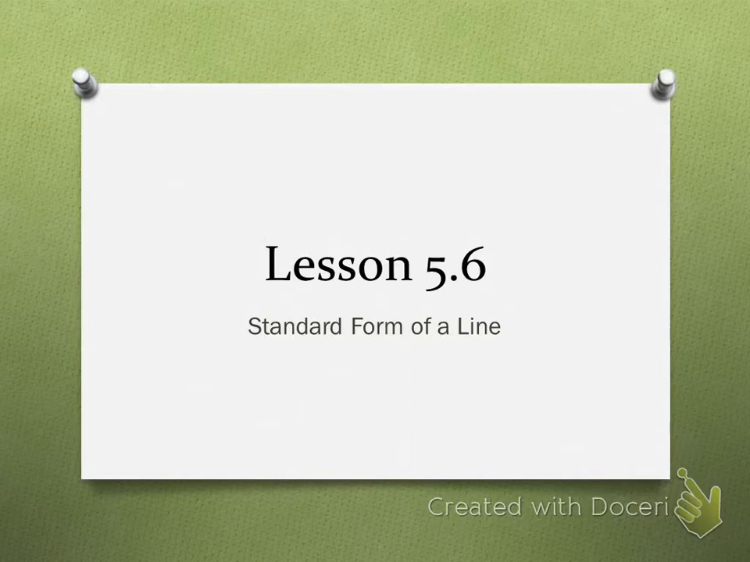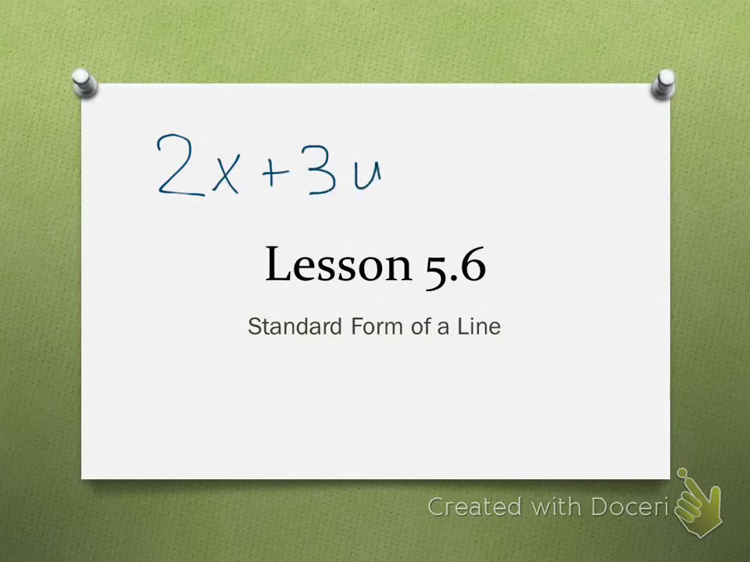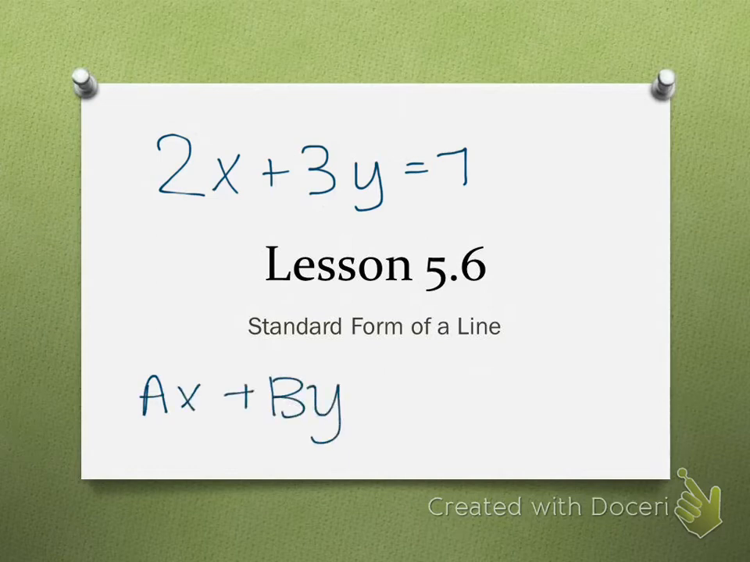Standard form, an example of that would be something like 2x plus 3y equals 7. This is an example of standard form, because standard form tells me I have the x and y variables on one side, and then the constant on the other. Remember, the constant is just the number by itself. So it always separates it: x and y variables on one side, constant on the other by itself. The equation for the standard form of a line is ax plus by equals c.